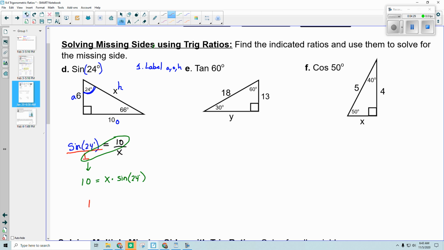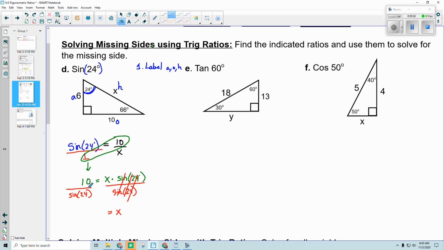So it's going to be a little weird, but I'm going to divide this whole entire thing by sine of 24 degrees, because I want that to cancel out. I want it to go away, so x is by itself. So if I do something to one side of my equation, I have to do it to the other side. So to the other side, I also have to divide by sine of 24 degrees. Okay, so when I do that, this cancels out over here. I'm just left with x.